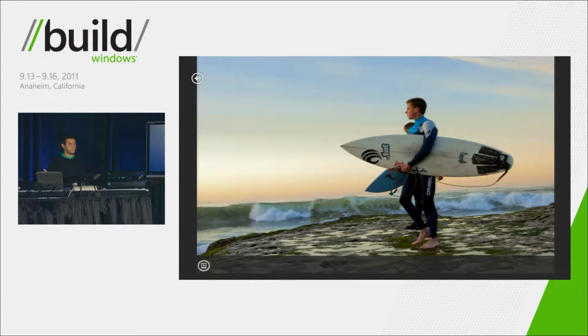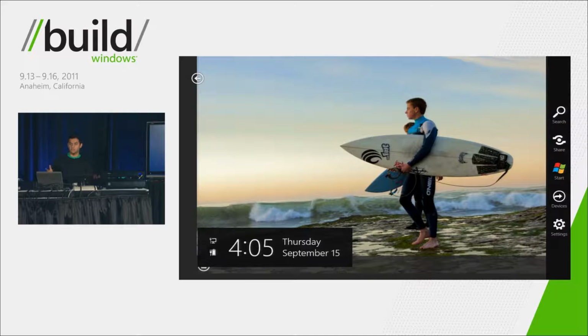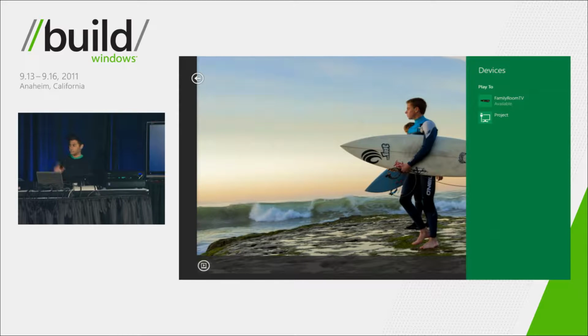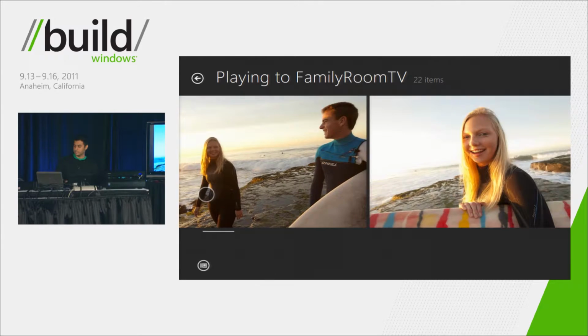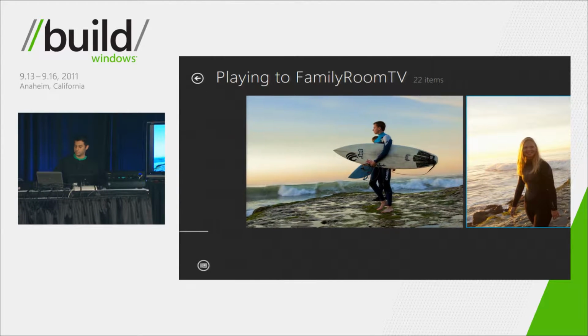And now if you want to do a Play To, how does that work? Swipe in the charms, top-level UI. It's as simple as selecting devices. As you can see, this is waterfront real estate in the world of UI, right? Right there, your home devices. Let's say you select your family room TV, which in this case is a Western Digital receiver, a little set-top box, and your photo streams to your TV. It's as simple as that. You can navigate, select other photos, and those will continue to stream.